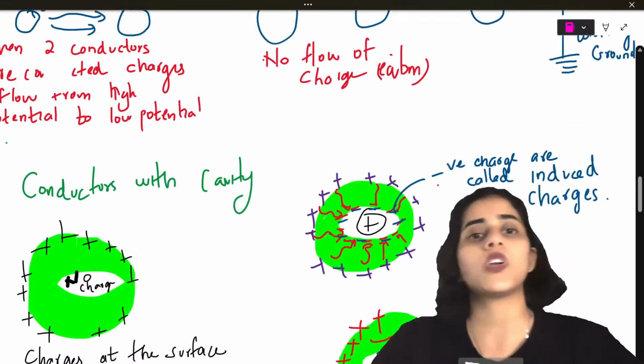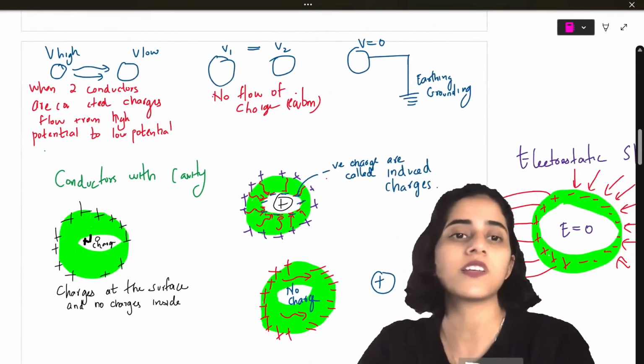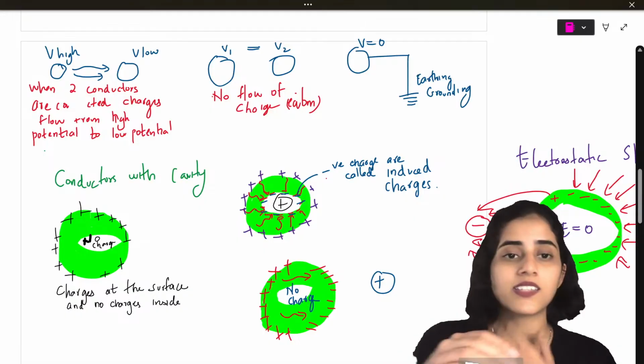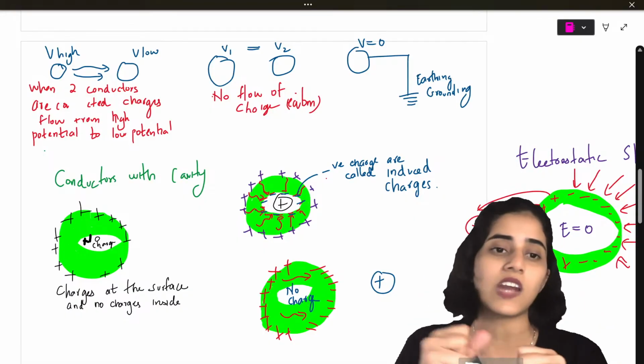We also looked at what happens when conductors have cavities. So when there is no charge in the cavity, what happens?